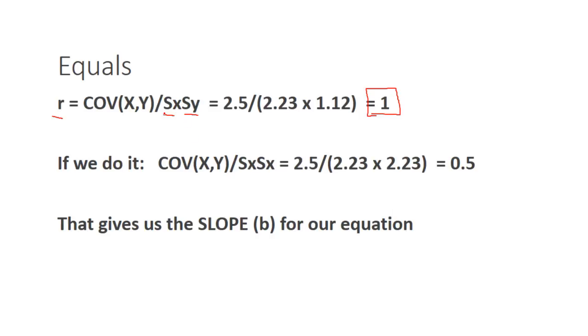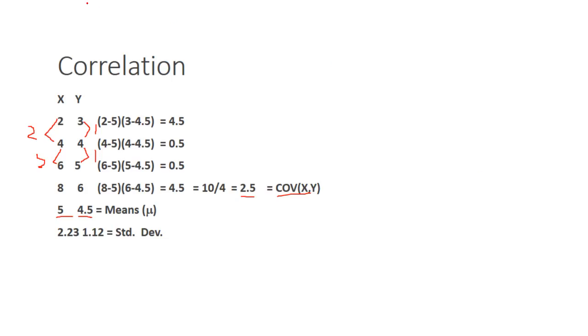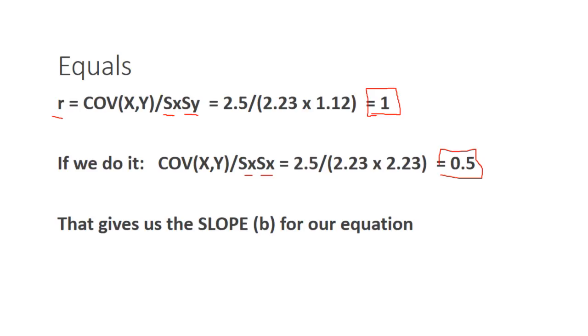So we're going to change S of x to S of y to S of x times S of x, the standard deviation of x twice. Okay? And if we do that math, we come out with a half, which we know is what this is. 1 is half of 2. Here's 2. Here's 1. 1 is half of 2. Ooh, we get a half.